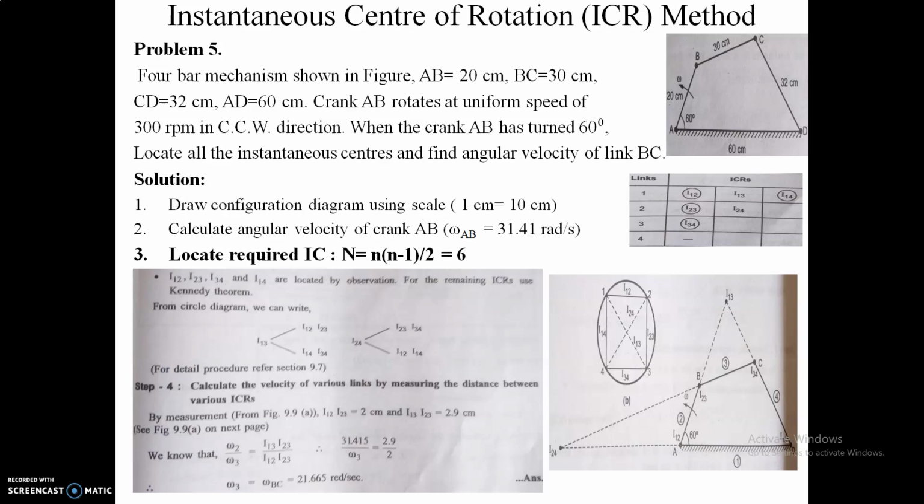Accordingly, what is the unknown? Omega 3, that is the angular velocity of link BC. We have the angular velocity ratio theorem, by which omega x upon omega y is equal to I1y Ixy upon I1x Ixy. So accordingly, you keep the values of x and y, and you will get omega 3.